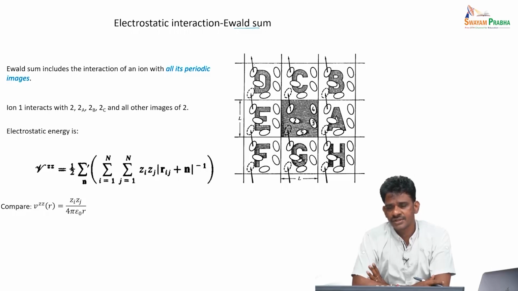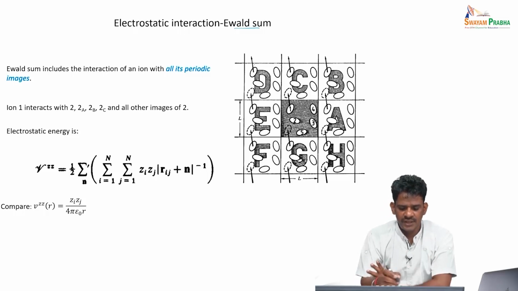In short range interactions, a particular molecule will interact only with the closest neighbor in the neighboring image box. We do not include all the periodic images, but we take the one which is the closest one. Whereas in electrostatic interactions, we include the interaction of an ion with all of its periodic images.